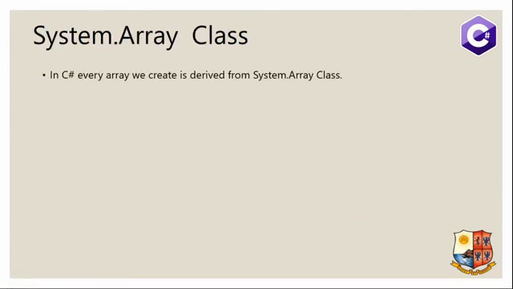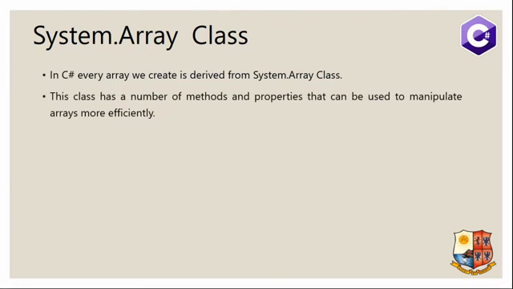Now in C#, every array we create comes from a class. Array is itself a class, so the class is System.Array class. And this class has a number of methods and properties. I want you to understand the words I'm using. That's why I kept talking about object-oriented programming. This class has a number of methods and properties that can be used to manipulate arrays more efficiently.